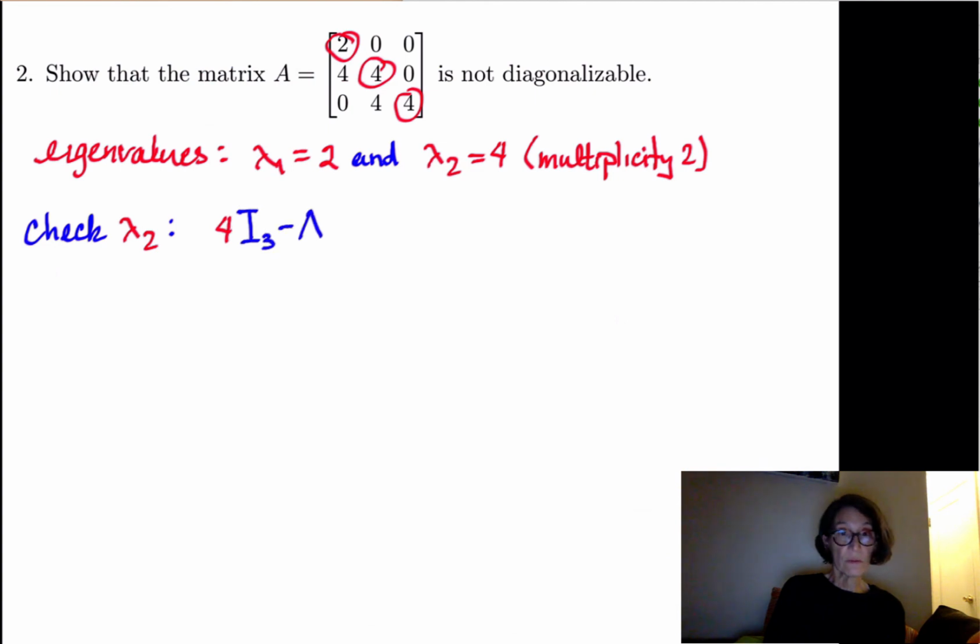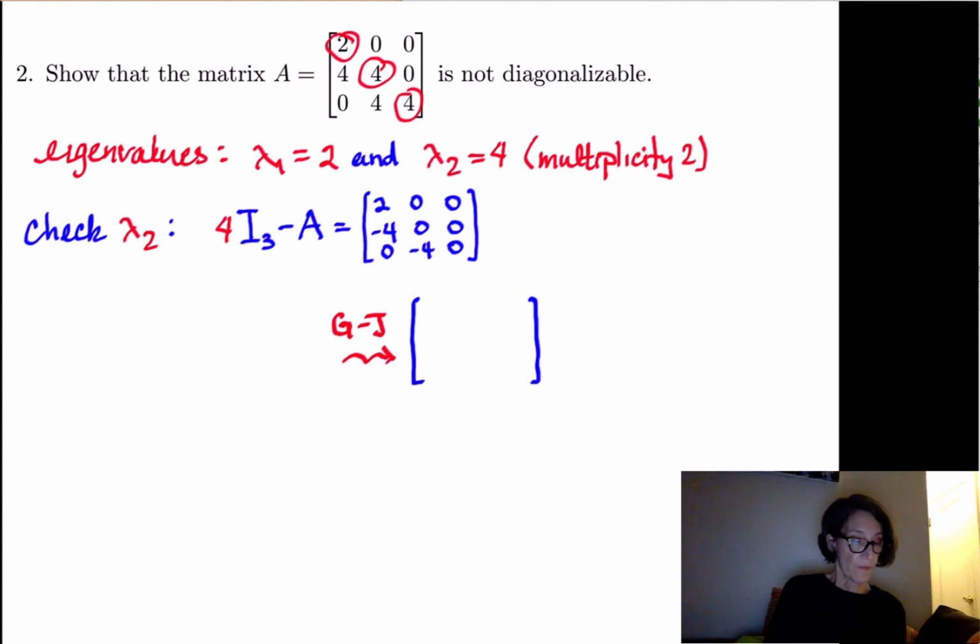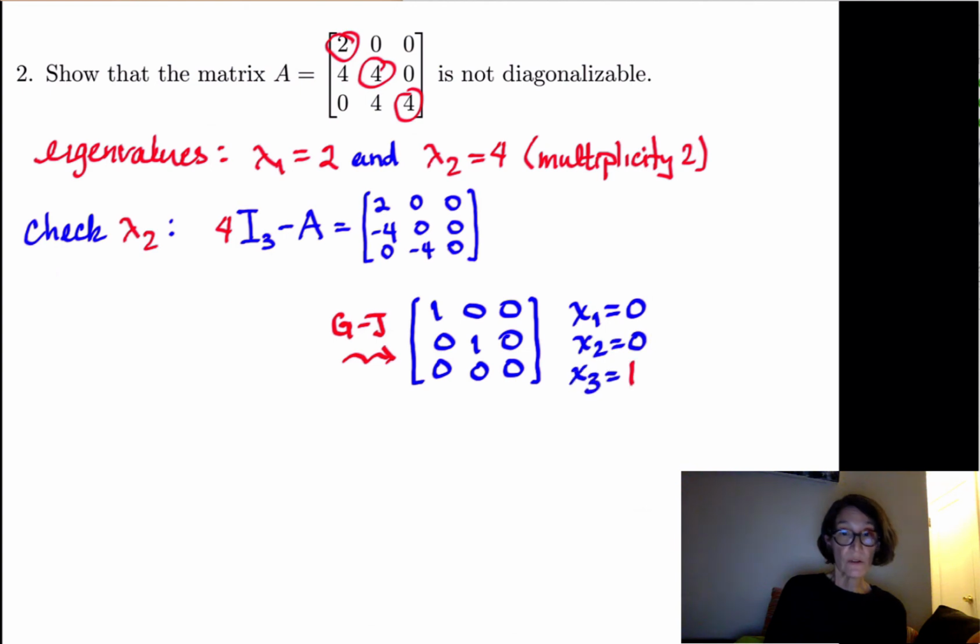So 4I3 minus A is the matrix 2, 0, 0, -4, 0, 0, 0, -4, 0. And when we get it into reduced row echelon form, it is 1, 0, 0, 0, 1, 0, 0, 0, 0. So x1 is 0, x2 is 0, and x3 is our free variable. So it really only has one parameter, so it only has one eigenvector. The eigenvector is 0, 0, 1.